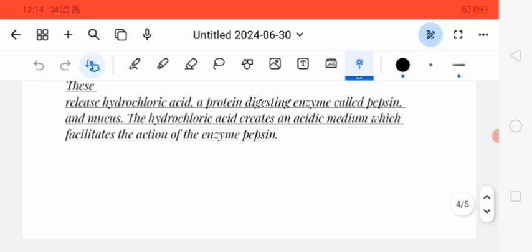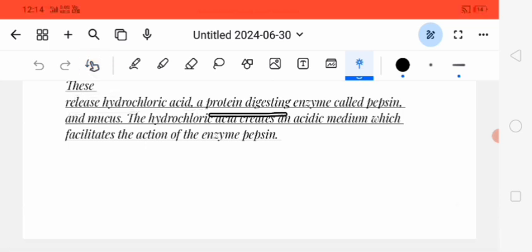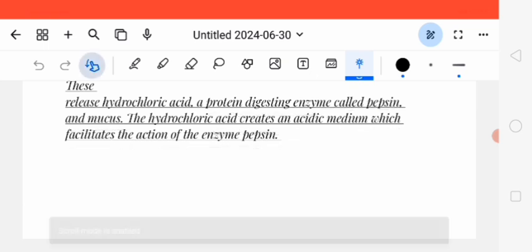Okay, this we have already discussed. These release hydrochloric acid, a protein digesting enzyme called pepsin, and mucus. Hydrochloric acid creates an acidic medium which facilitates the action of enzyme pepsin. That's the same thing.